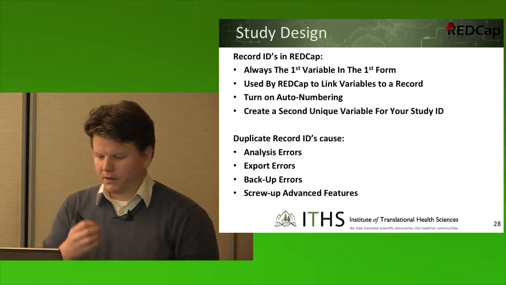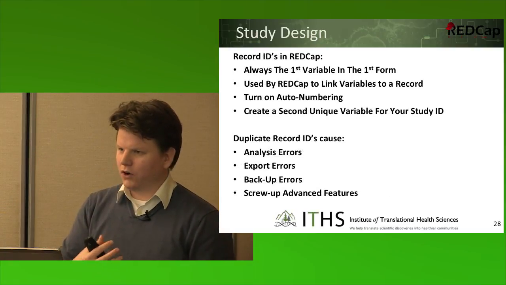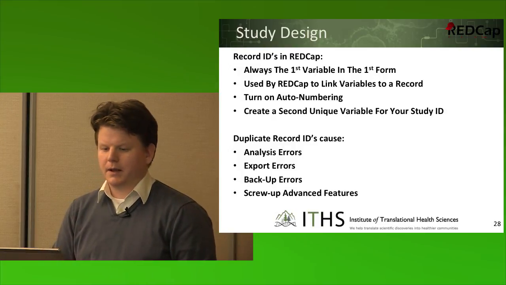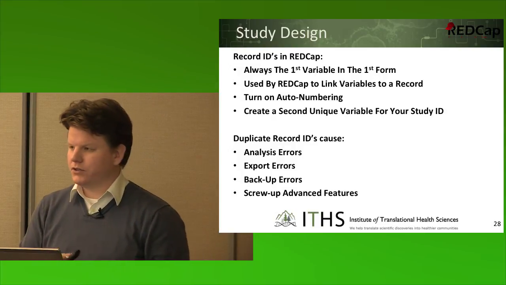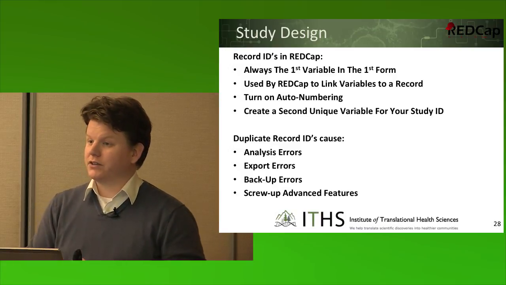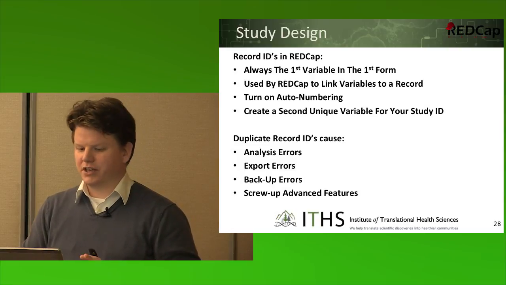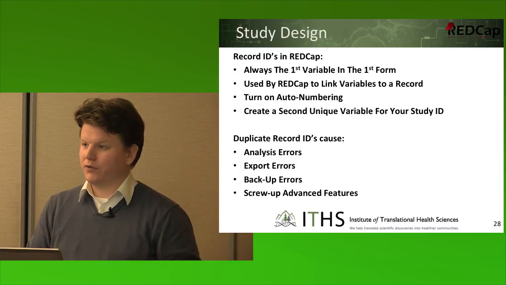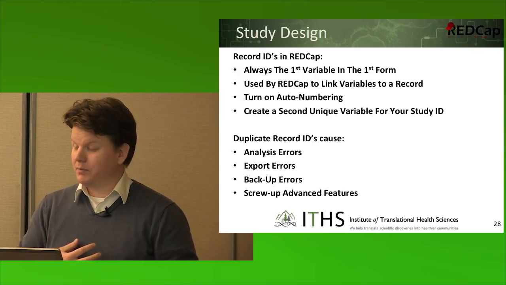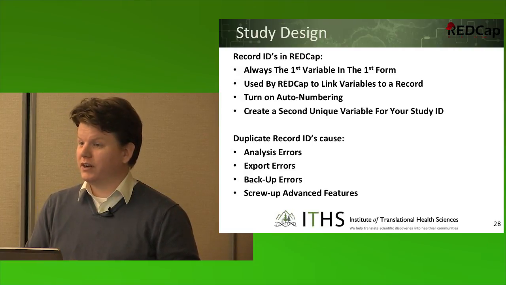Record IDs. The record ID is always the first variable in the first form. Some of you might have noticed this. Why is this the case? Well, it's used by REDCap to basically save all the variables under one record. So it always knows, okay, the first variable is the record ID. That doesn't change. It always has to be a text field with no validation on it. I highly recommend turning on auto numbering so you don't have to think about it.